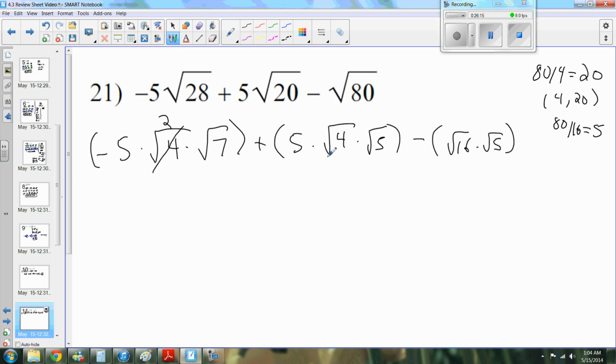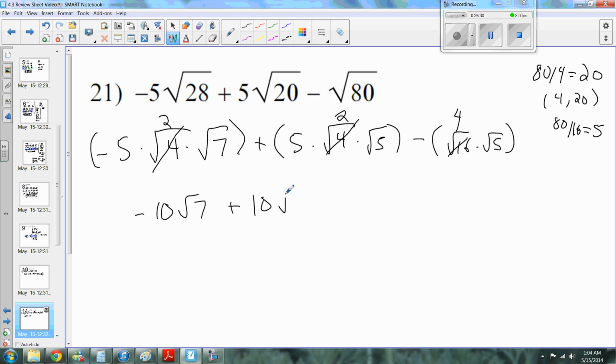I'm not going to rewrite these. I'm just going to cross it out and put it. That is 2. Root 16 is 4. So for that reason, this is -5 times 2 root 7, -10 root 7. 5 times 2 root 5, so that's plus 10 root 5. And then here, just simply minus 4 root 5.